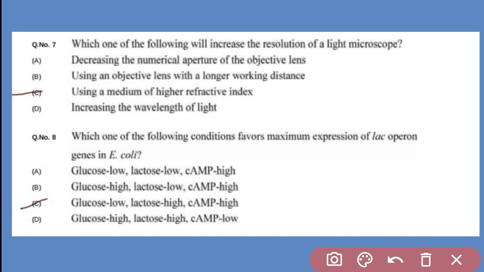This question is repeated. Which one of the following conditions favors the maximum expression of a lac operon in E. coli? It can be increased by low glucose, high cyclic AMP and high lactose.